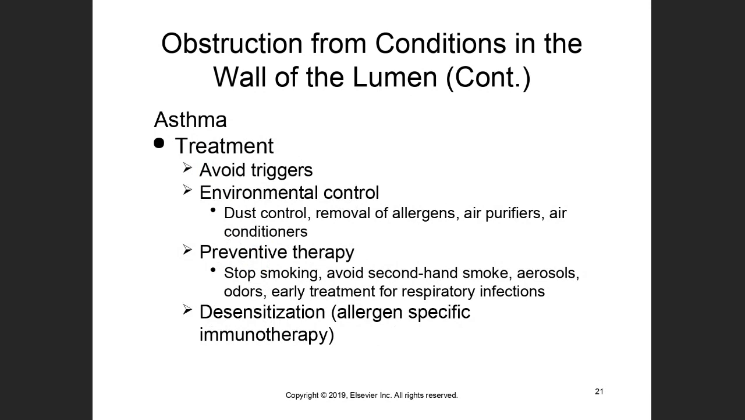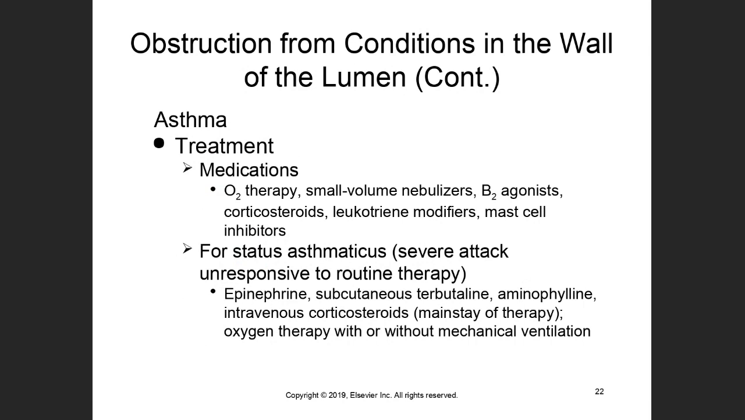Okay, treatment is always avoiding triggers, environmental control, preventive therapy, and desensitization if you have any allergies. Okay? But the treatment for asthma is the same, basically for any type of asthma, except exercise-induced asthma, where you use an inhaled beta agonist like 30 minutes before you start exercising, and the patient improves a lot.